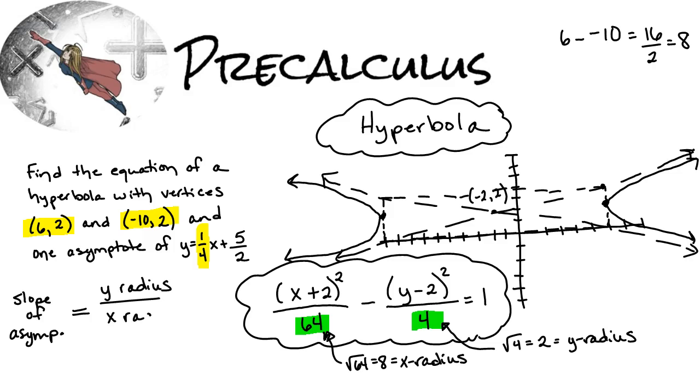So if counting it out on the graph was too tricky, you could set up a proportion. So in this problem, the slope of the asymptote was 1/4, so 1 over 4. And remember, the number we did not know was the y radius, so let's pretend like we still don't know that. So we'll say y over, but we did know that the x radius was 8. So then if I just cross multiply, it's a pretty simple proportion. 4y equals 8, so y equals 2. And by solving that proportion, you get the y radius.